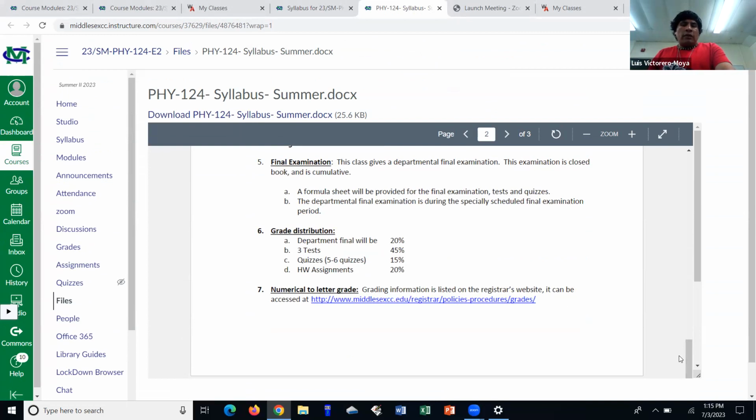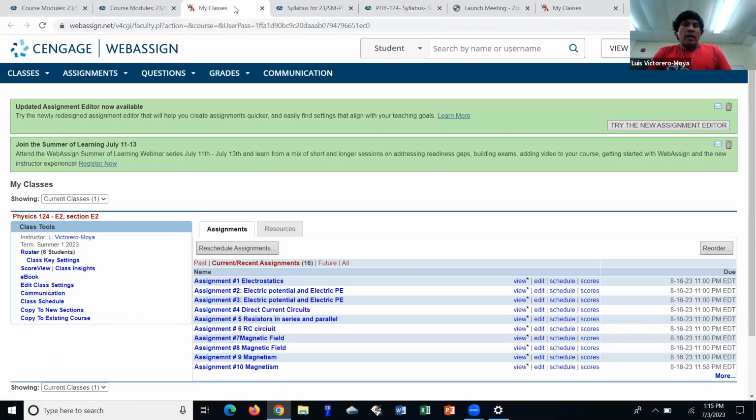That will give you the chance, if you have a low grade, to increase it. Normally that's what happens. Quizzes are 15% of your grade, and assignments, the WebAssign, are 20% of your grade. So make sure that you complete these assignments as you go, because they will help you a lot to get a high grade in class.